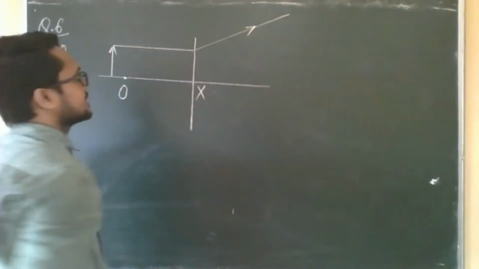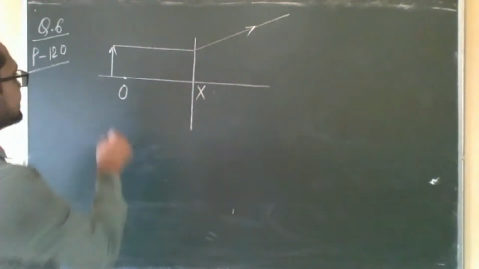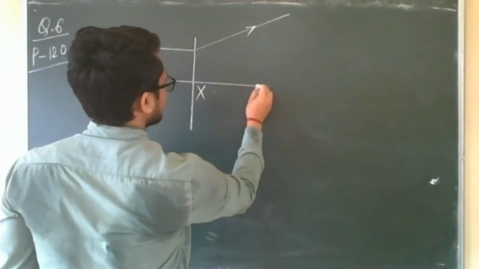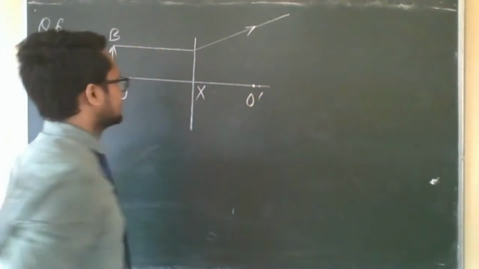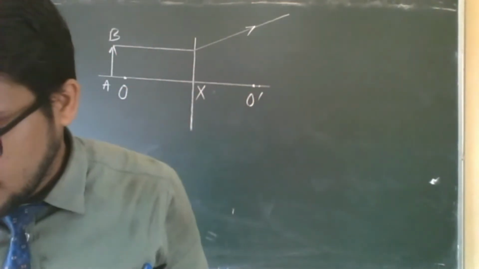Okay, this type of ray diagram is given in your book, right? And this is AB, and here another O prime. Okay, these two distances are same. It is given in the diagram. Okay. Now come to the question.